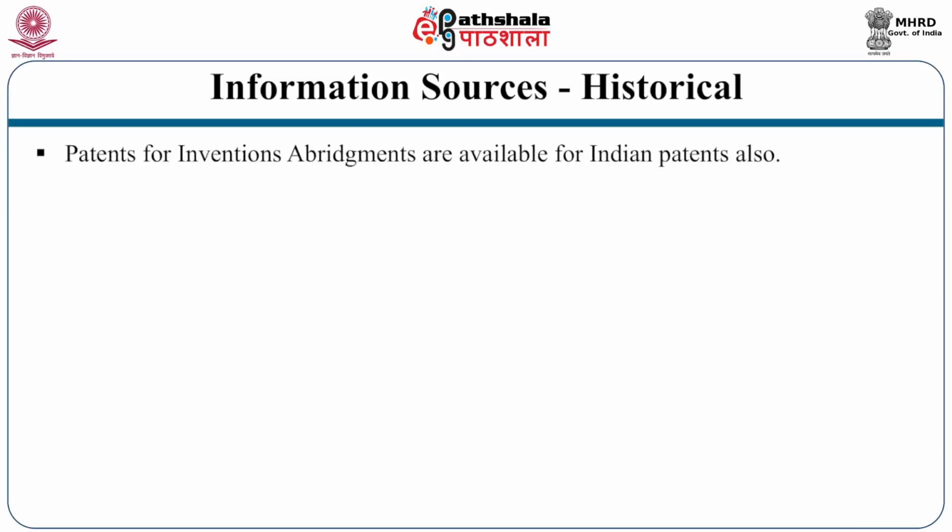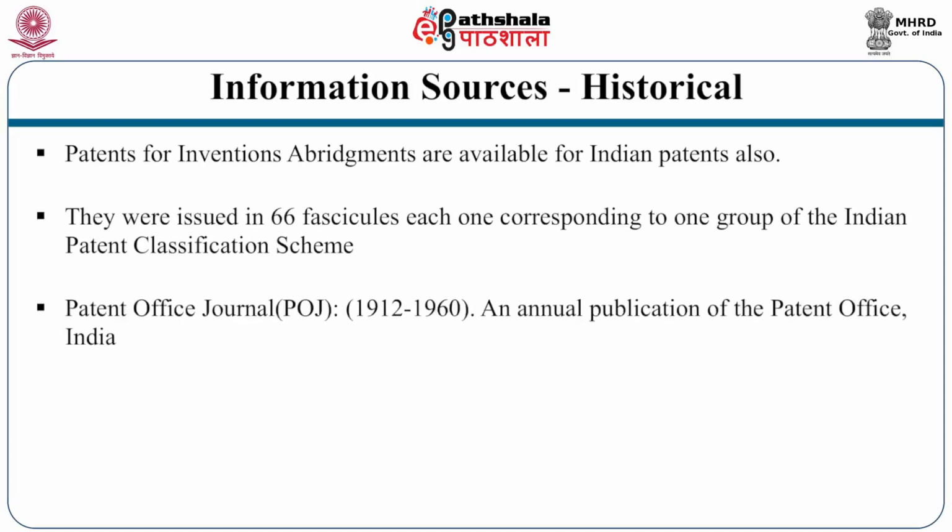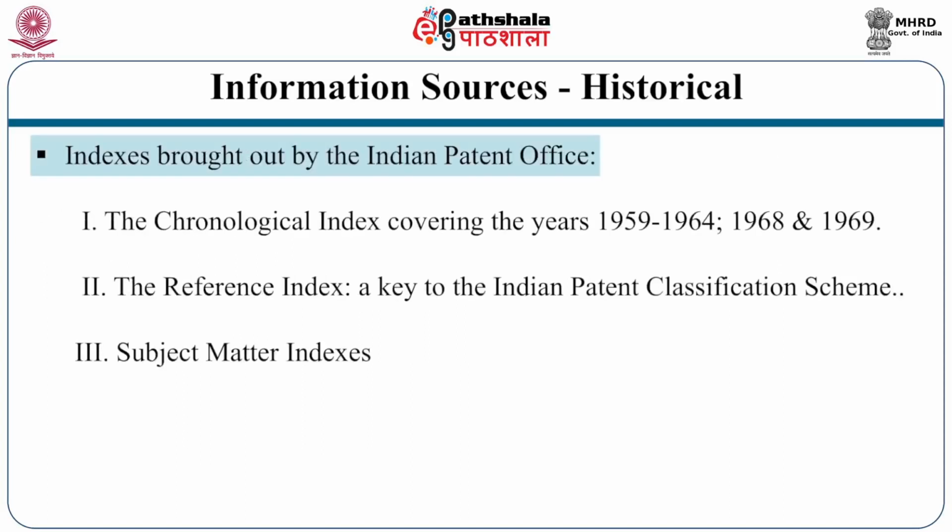We have Patents for Inventions abridgments in India also, where they were issued in 66 fascicules, and each one corresponded to one group of the Indian patent classification. Then we had the Patent Office Journal from 1912 to 1960. Then indexes were brought out by the Patent Office covering the years 59 to 64, 68 and 69, which covered the subject matter index, reference index, chronological indexes, and so on.